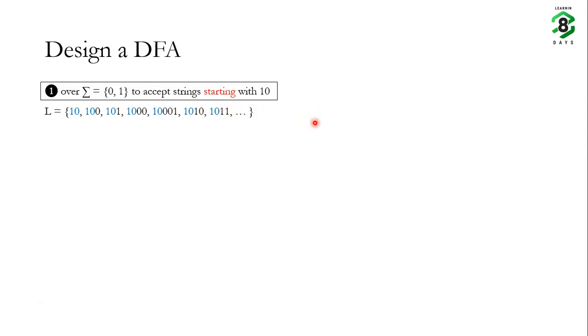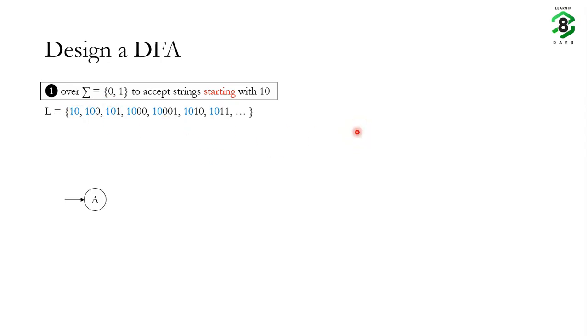Now, when we try to design the DFA, the first thing is to try to make a machine which will accept the smallest possible string in the language. So what is the smallest possible string in this language? The smallest possible string is 1, 0. So let's first design a DFA which accepts string 1, 0.